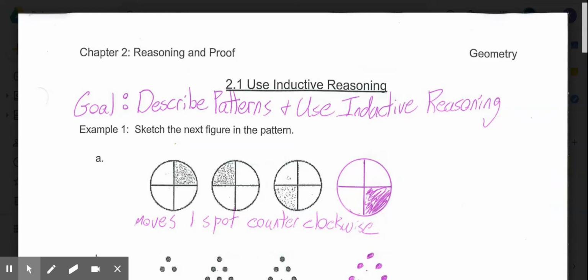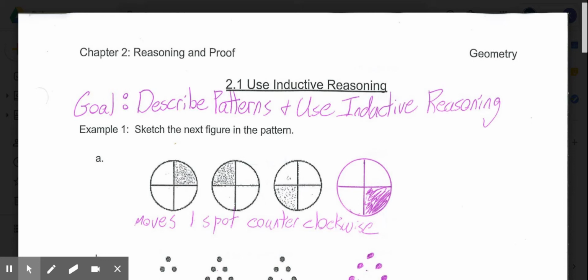Welcome to Chapter 2, Reasoning and Proof for Geometry. So obviously all of Chapter 2 is looking at those two concepts, the idea of reasoning and the idea of proof or proving statements. So today's lesson, 2.1, is the idea of using inductive reasoning. So the goal for today is to describe patterns and be able to use inductive reasoning.